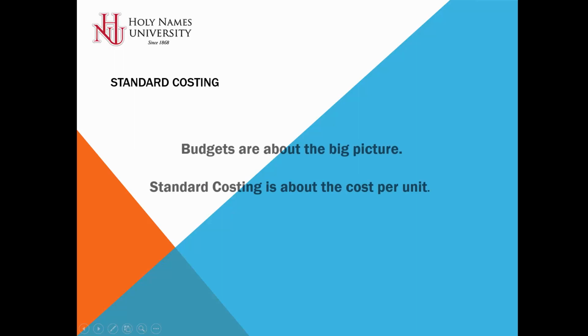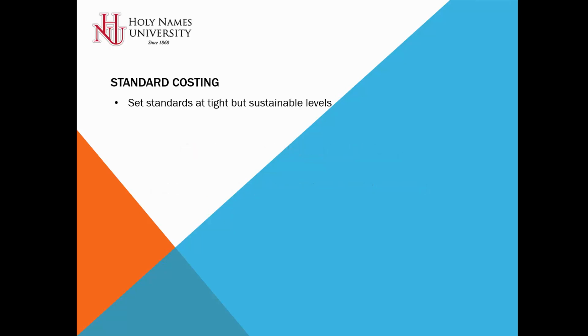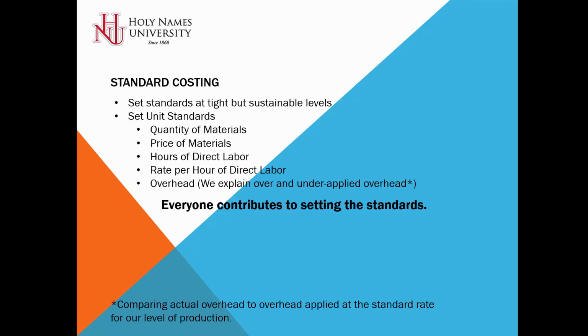Okay, let's talk about standard costing. Budgets are big picture items and standard costing looks at the units involved. Before the year even starts, we'll set our standards at tight but sustainable levels: how much it should cost us to make each unit. We'll set standards for the quantity of materials, the price of the materials, the hours it should take us to make each unit, and the rate per hour we should pay our folks.